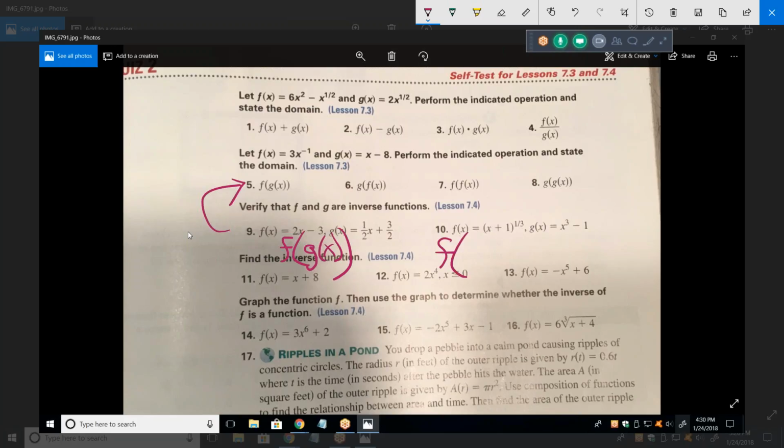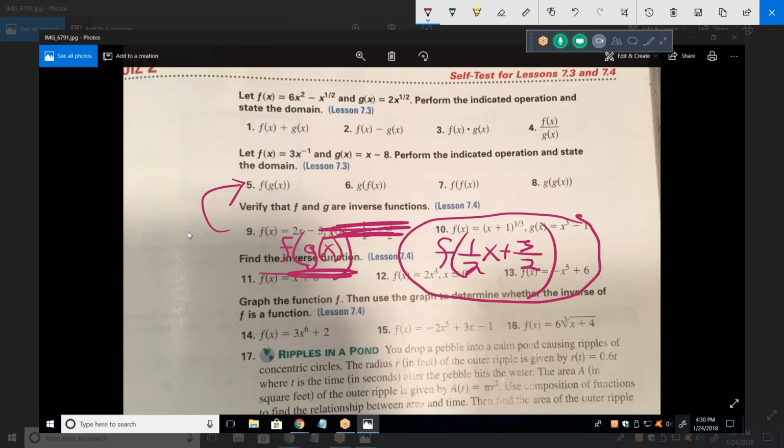So the f is 2x minus 3. Hold on. Start always from the inside and work your way out. So fill in g of x. In other words, this is what we started with. So what's g of x? A half x plus 3 halves. Okay, now we're done with g of x. Don't need it anymore. We have to solve this. If that turns out to be x, then they are inverses of one another.